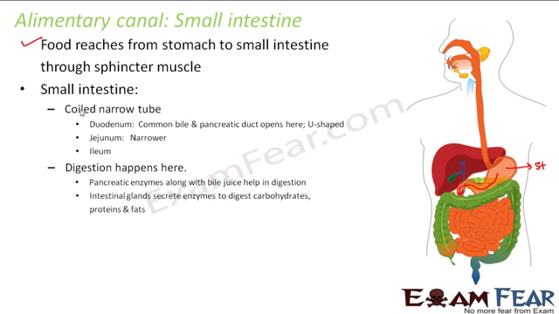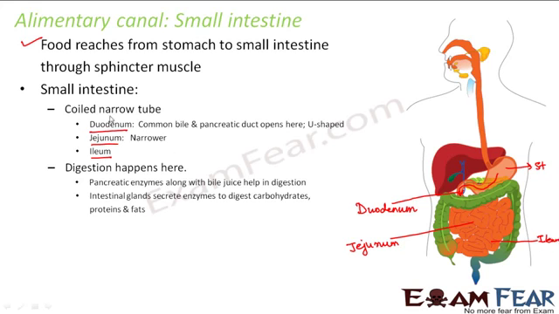So what is the small intestine? The small intestine is a very much coiled tube-like structure. It is divided into three parts. What are the three parts? Duodenum, jejunum and ileum. So duodenum is this part, the upper part of the small intestine. Then the next part is jejunum, which is this part, and the lowermost part is the ileum.